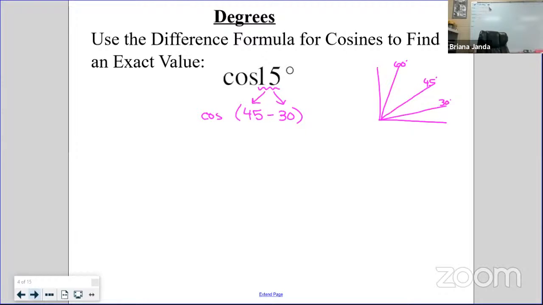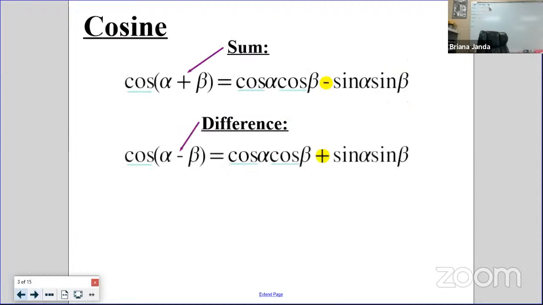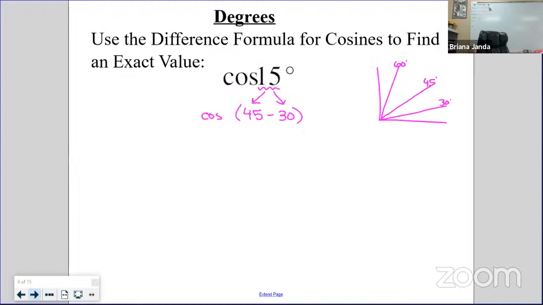It is cosine. I have two angles, and the key is that it is a subtraction here. So if we were to go back to this last page, which you guys should have sitting in front of you on your identity sheet, we're looking at this one. It says cosine on the outside, and there's a subtraction between my two angles. And what that says is to take the cosine of the first angle, cosine of the second angle, plus the sine of the first, sine of the second. And that's what we'll do.